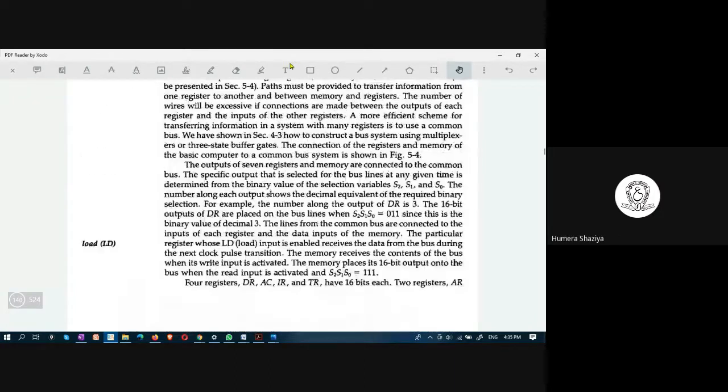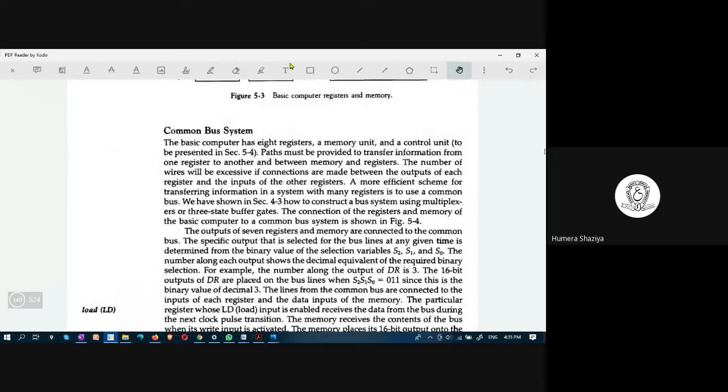Now let us look at the common bus system. We have developed one bus system. Do you remember? Using multiplexers and three-state bus buffers. Very good. Using these two different components, we could develop a common bus system.